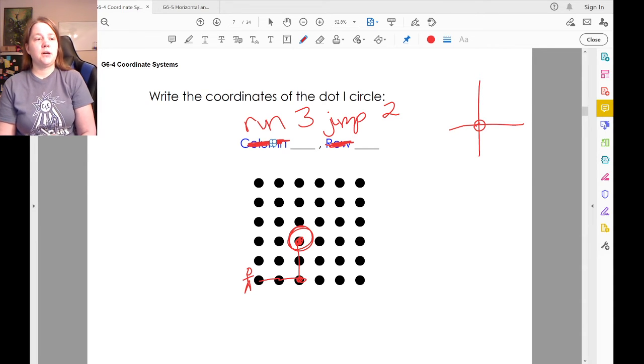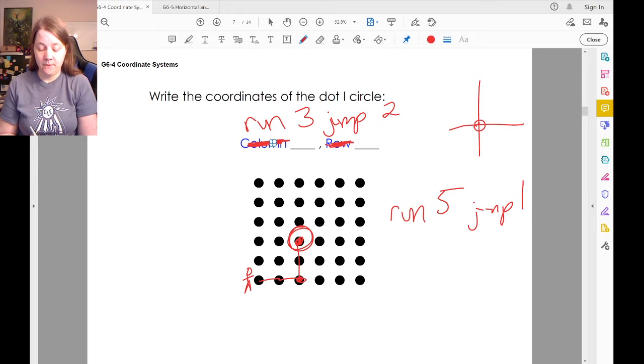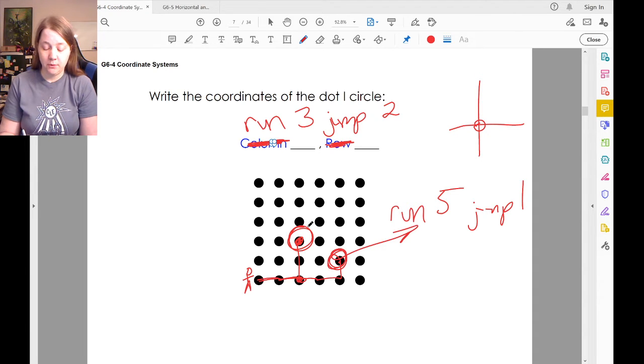Let's have you try to find run 5, jump 1. Well, you would run 1, 2, 3, 4, 5, and you jump up 1, which would be that point.